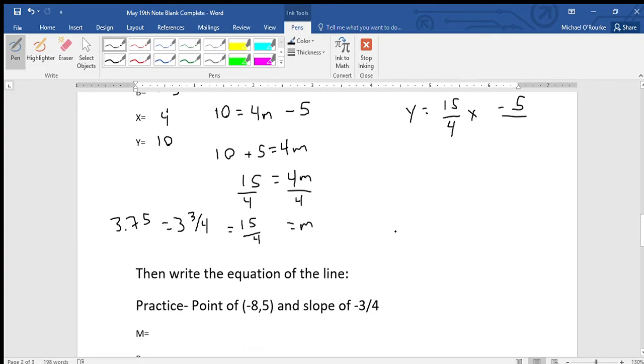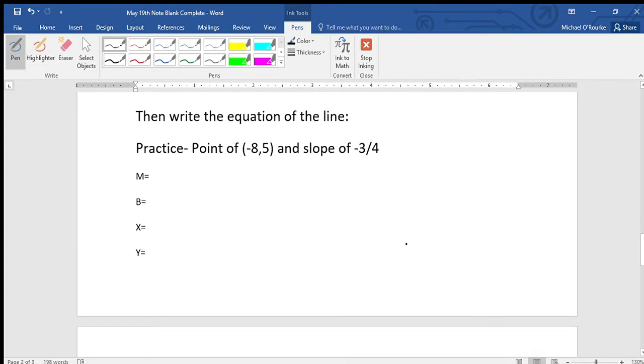And that's what we're working on today. It's just rearranging things and kind of working it through. So this time, what do we have here? We have a point, so that's our x and that's our y. And we have a slope, and our slope is our m value.